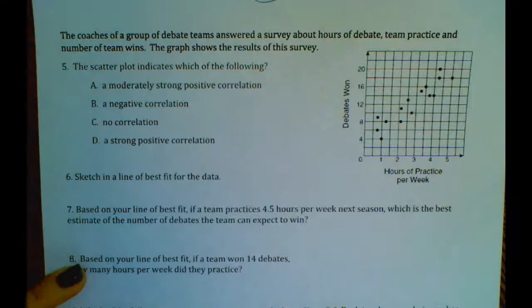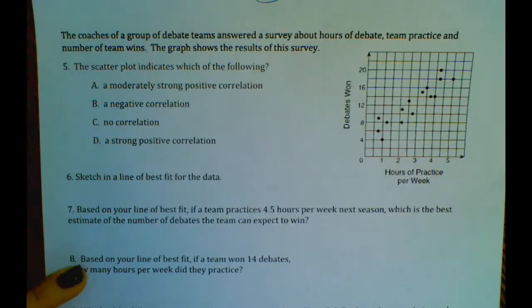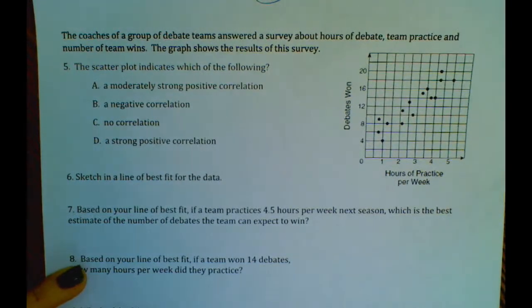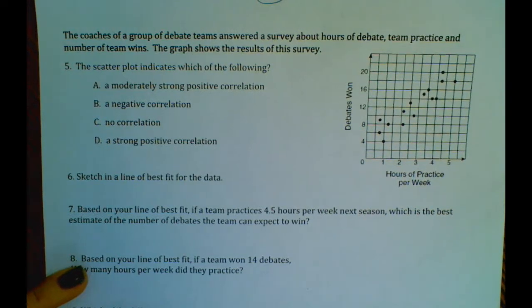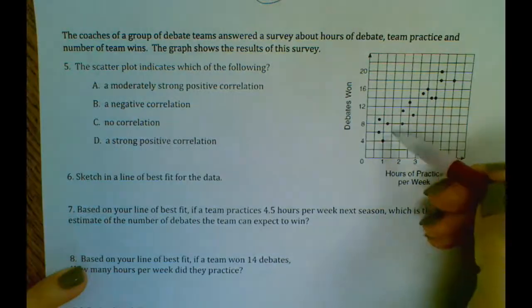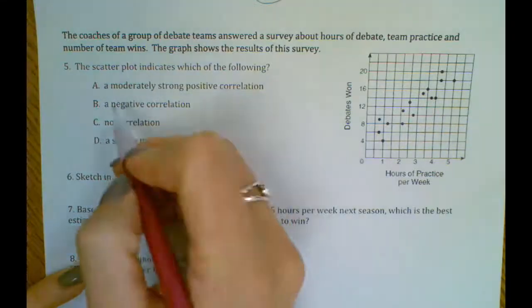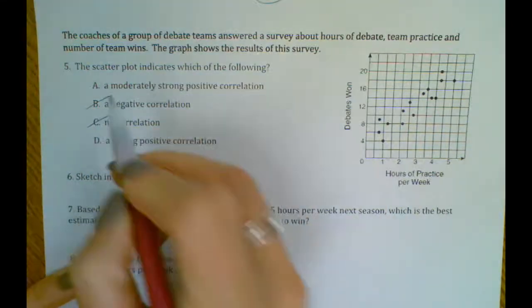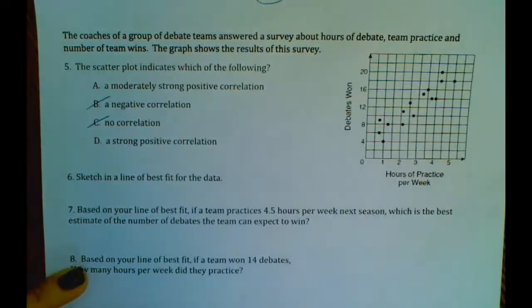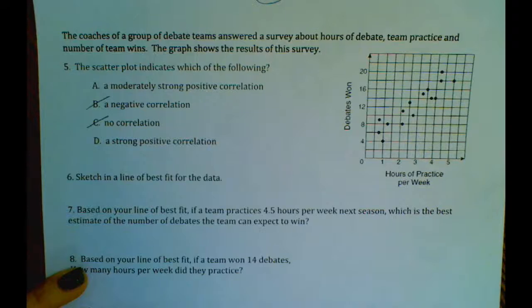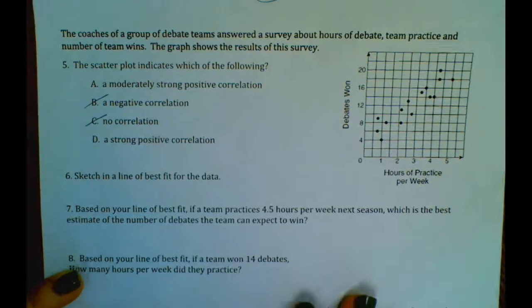Okay, number 5, it says the coaches of a group of debate teams answered a survey about hours of debate team practice and the number of team wins. The graph shows the results of this survey. The scatter plot indicates which of the following. So here, this is definitely going to be positive. It's going up from left to right. So it's not negative. It's not no correlation. So we have to decide, is this strong or is this moderate positive?